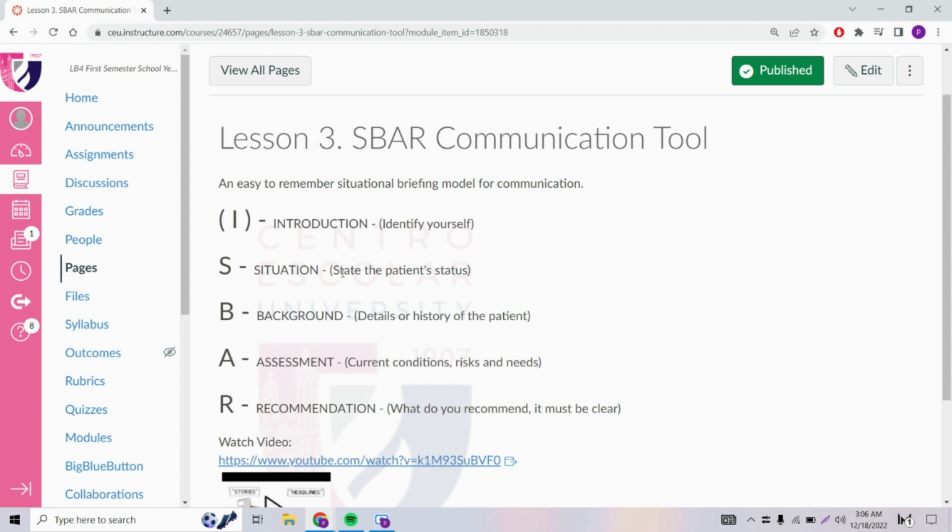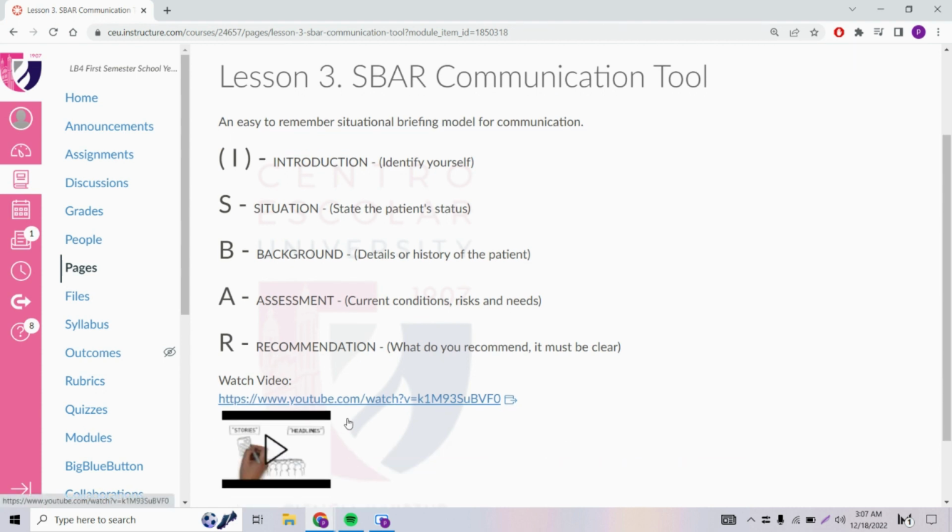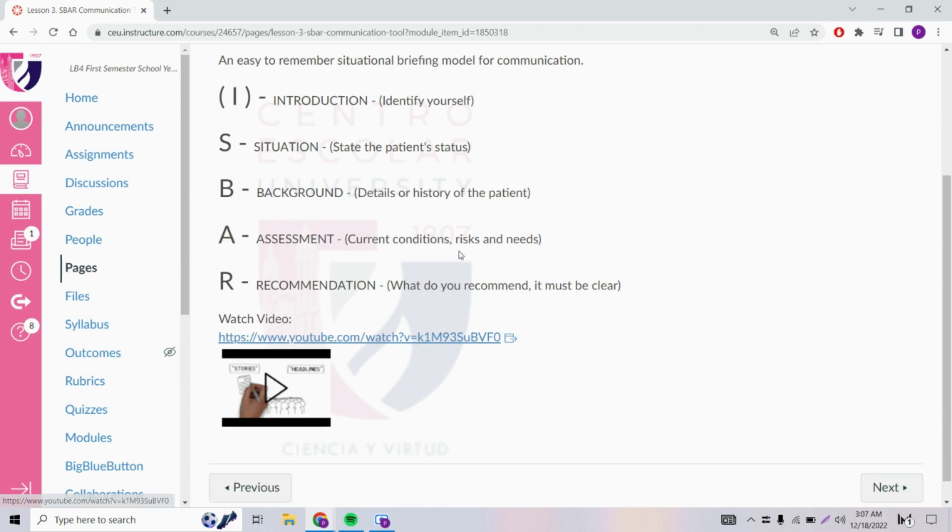S would stand for situation, state the patient's status. B, the background, details, or history of the patient. Assessment, what are the current conditions, recent needs, and recommendation. What do you recommend it must be? So please try to watch the video here in the module. It can provide a better understanding.